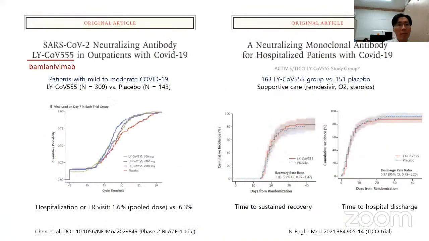Next, I'm going to talk about bamlanivimab. If you see the phase 2 study, they demonstrate that only one of 3 doses showed a reduction in viral load. And if you see the right figures, in this TICO trial, they compared the treatment with bamlanivimab plus remdesivir or remdesivir alone. So they found that there was no big difference between the 2 treatment groups.